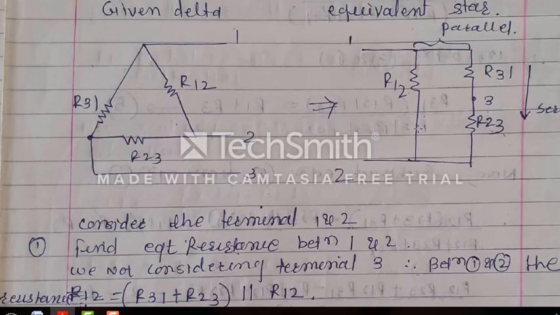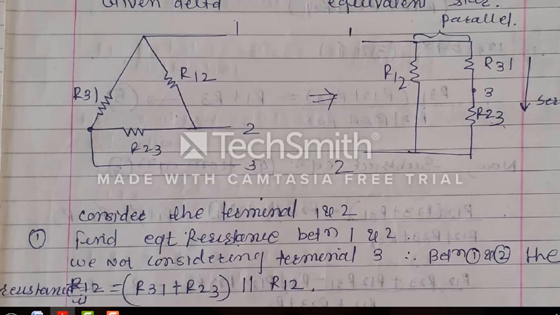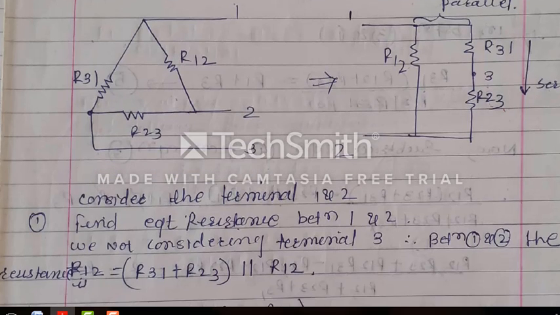So resistance R12, here you can see R12 is in parallel with the series combination of, if this third terminal is not connected, then R31 and R23, which are in series. So this R12 is parallel with the series combination of R31 and R23. Now we find the equivalent resistance between terminals 1 and 2.